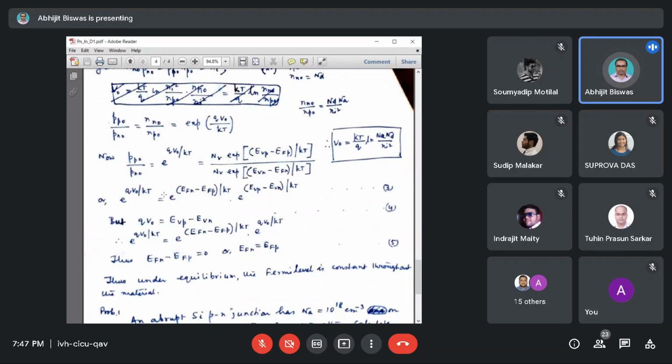You can also express these concentrations, meaning hole concentration on the P side. The 0 means equilibrium hole concentration, and N0 means equilibrium electron concentration. In terms of these two equations, Pp0 is Nv, the density of states function at the edge of the valence band, Nv e to the power (EVp minus EFp) divided by KT, and Pn0 is Nv exponential (EVn minus EFn) divided by KT. So what are EVp, EVn, EFp, EFn? You see this figure.